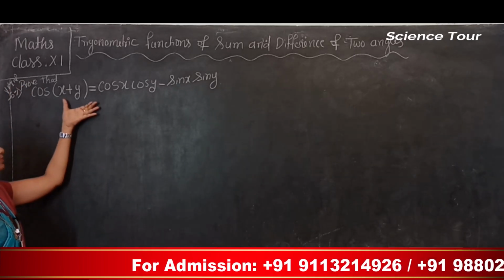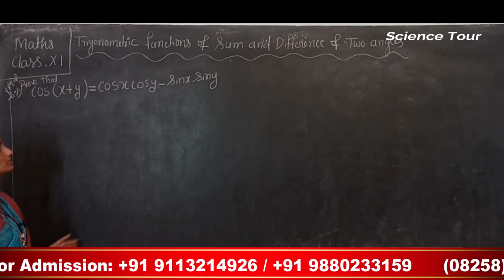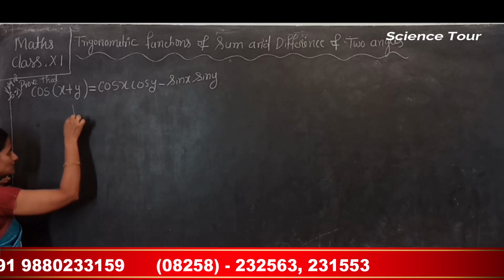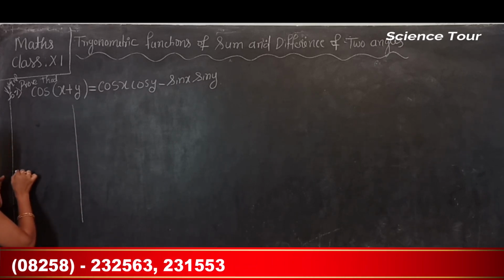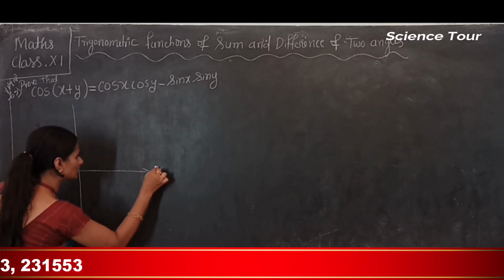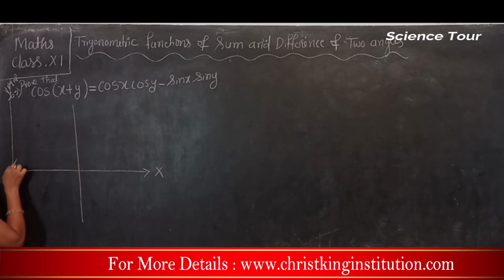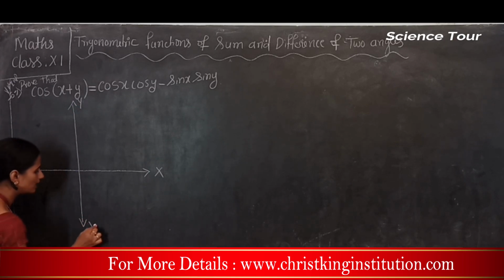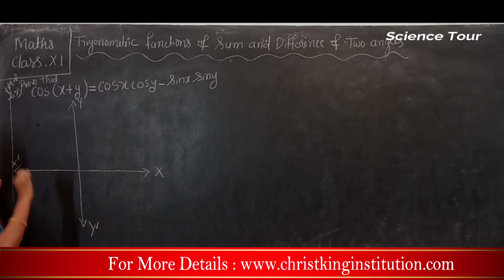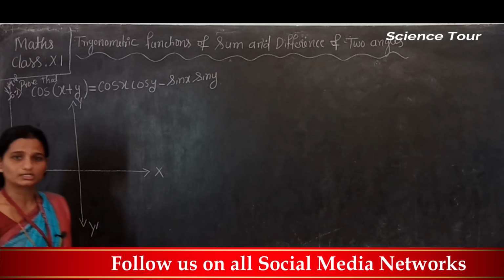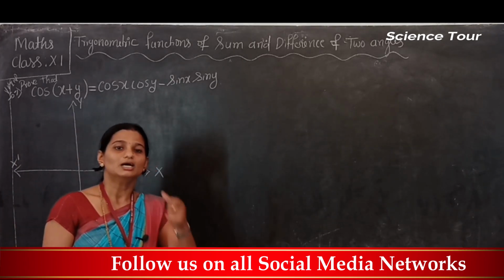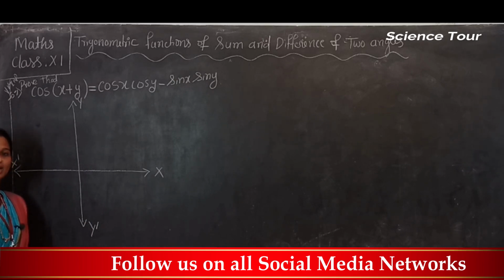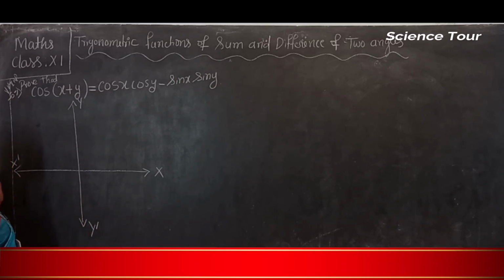Now how to prove this formula? To prove this formula, I'll take one unit circle in the coordinate axes, x dash, y, and this one is y dash. What do you mean by unit circle? A unit circle means a circle with radius 1.